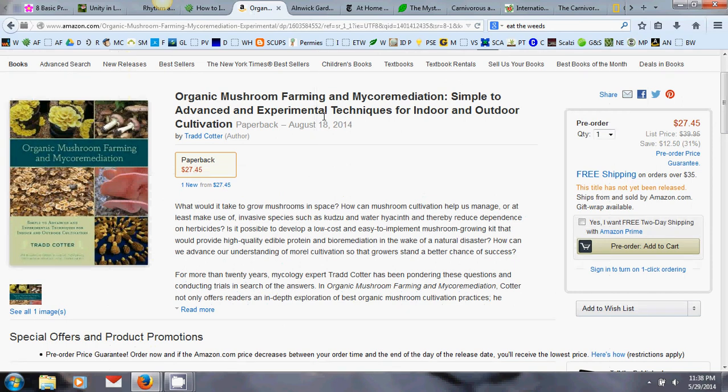So this is my friend Trad's book that's coming out in August. He's the owner of Mushroom Mountain and a mycologist. And this is a book that I'm really excited to get. And I thought that perhaps some of you who were interested in mushrooms and soil and in mycoremediation, which we talked about briefly, is basically where you use a mushroom to eat things that are toxic or otherwise unwanted. So like fecal coliforms or oil spills or toxins. It's amazing what mushrooms can eat.